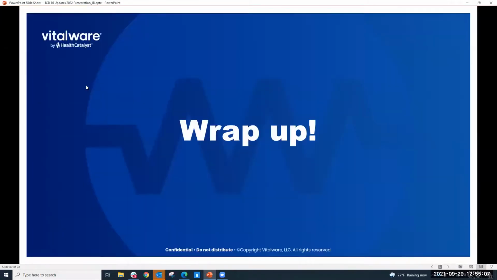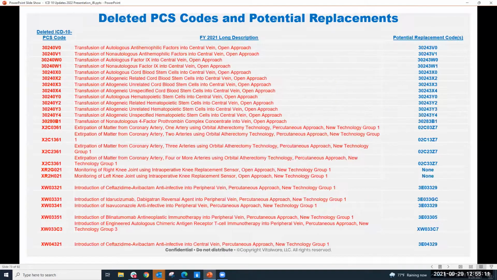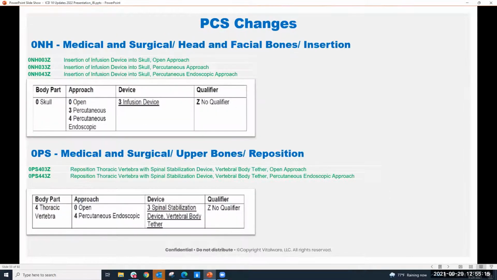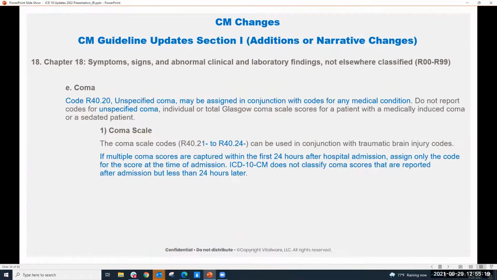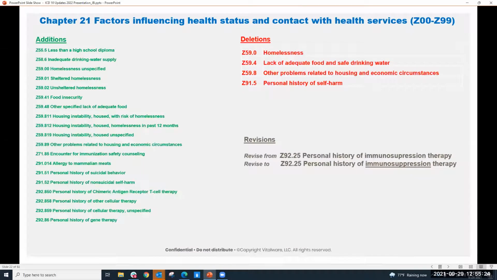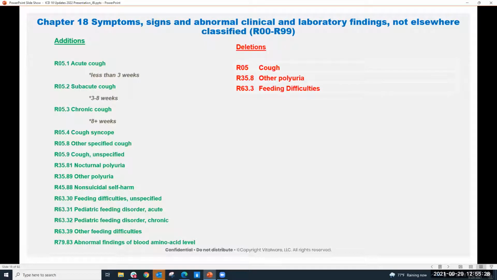Let's see if I can get back to it here. I cannot recall off the top of my head, unfortunately. That was in the addition section. Okay, so acute is less than 3 weeks, subacute is 3 to 8 weeks, and chronic is over 8 weeks.